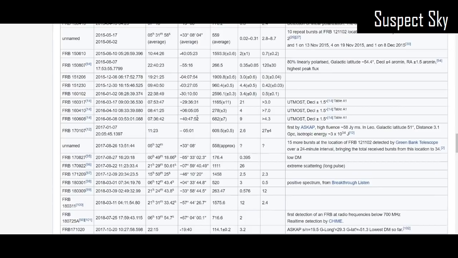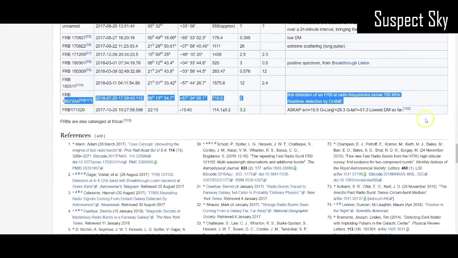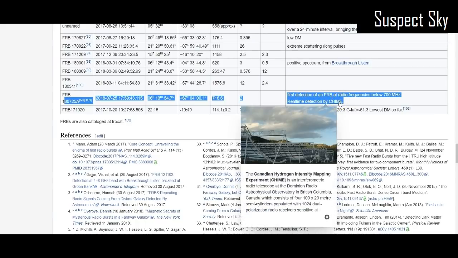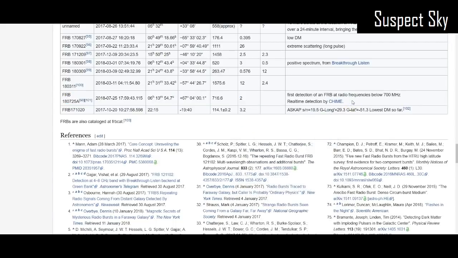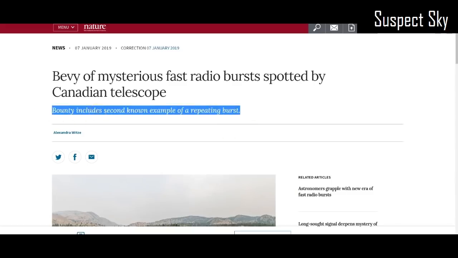If you scroll all the way through here, you can see this new one, called the first detection of an FRB at radio frequencies below 700 megahertz by the CHIME radio astronomy observatory. This is actually located in Canada. But what's most fascinating, which you can find in this Nature article here, is that the detected FRBs include the second known example of a repeater. This is a repeating instance of an FRB.